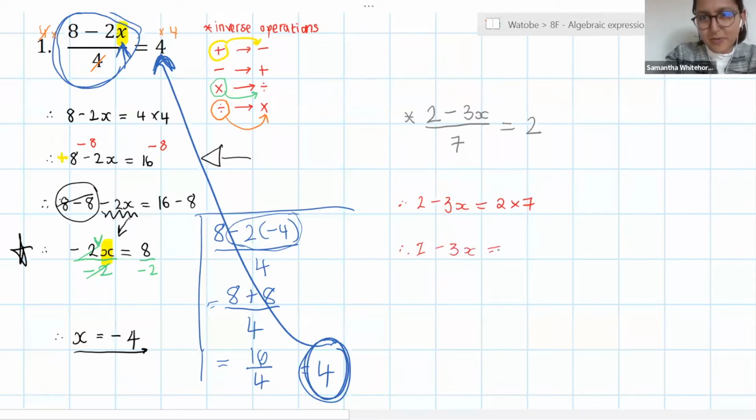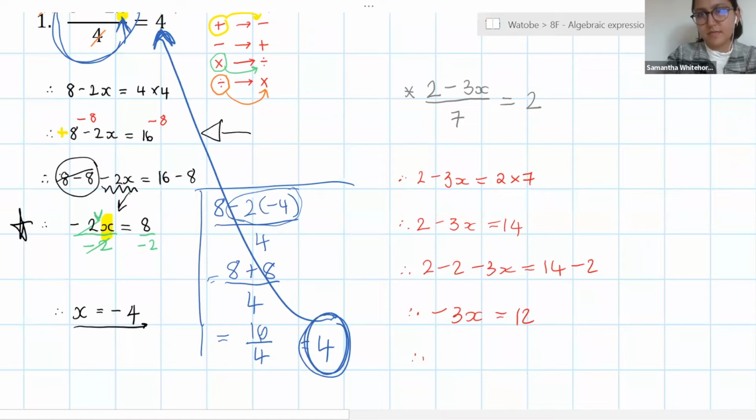Sorry, my pen just went weird. Yeah, equals 14. Then I took 2 minus 2 and then 14 minus 2. Awesome. Then I canceled the like terms, 2 minus 2. Then I was left with 12. So I was left with 3x over 3 and 12 over 3, which was equal to x is equal to 9.